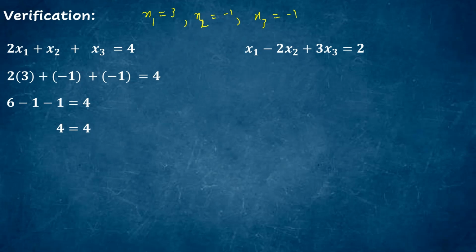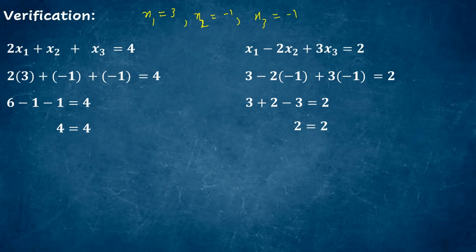Now we write the second equation. Again we replace the values of x1, x2 and x3 and we find that 2 is equal to 2. So these values, x1 is equal to 3, x2 is equal to minus 1, x3 is equal to minus 1, satisfy the given system of two equations in three variables. So this system has a solution: x1 is equal to 3, x2 is equal to minus 1, x3 is equal to minus 1.